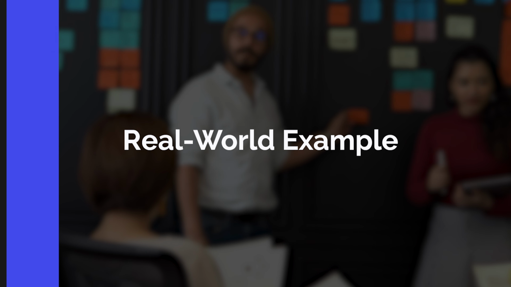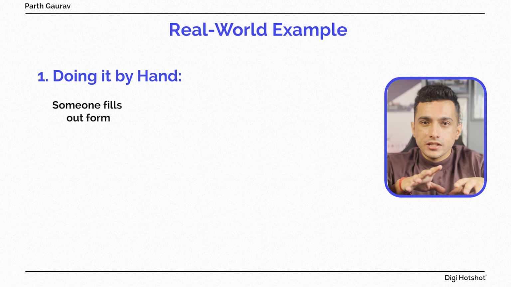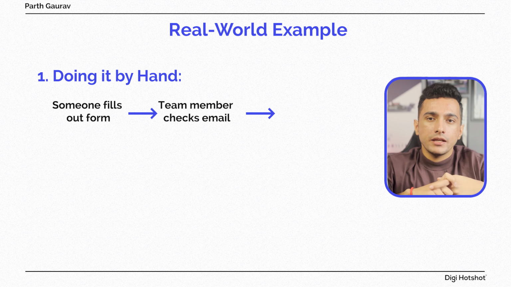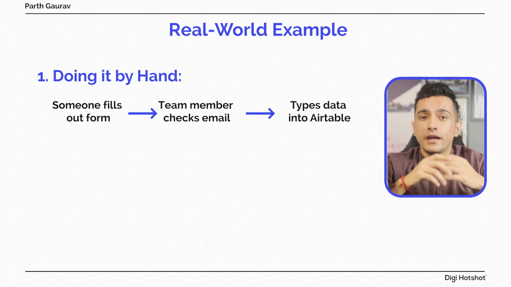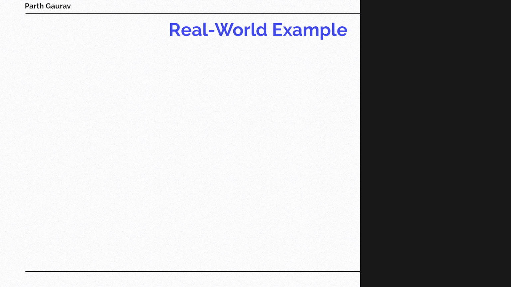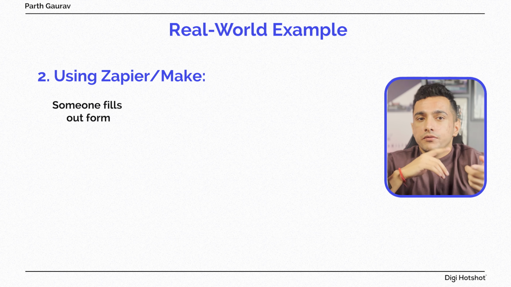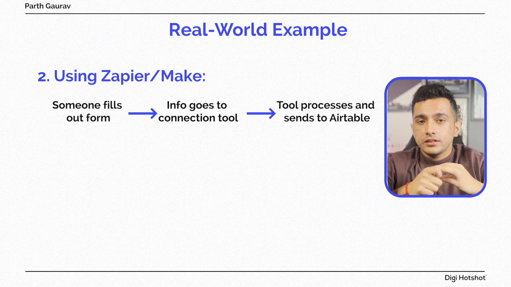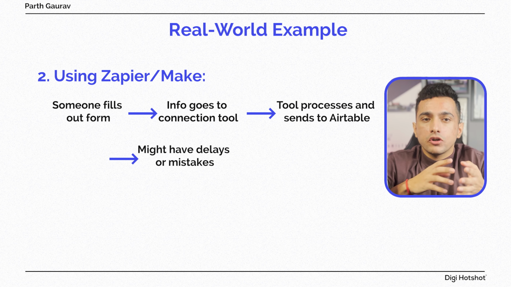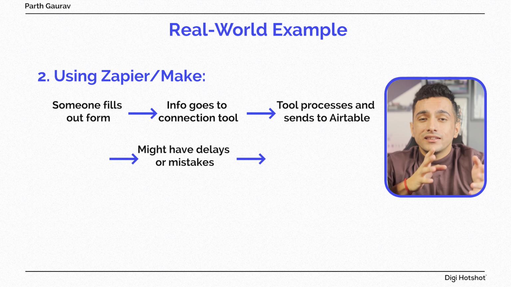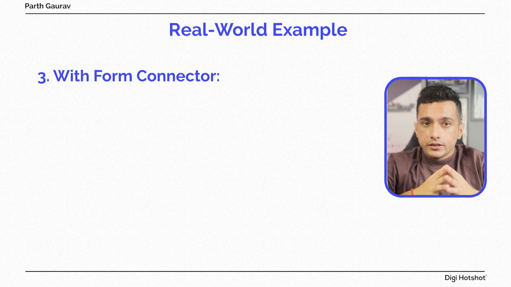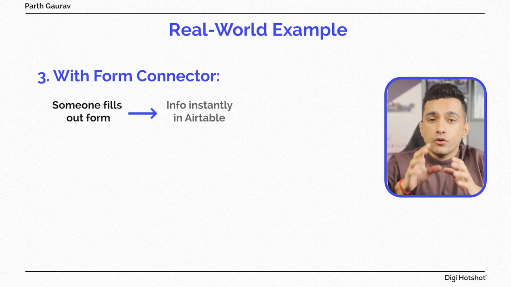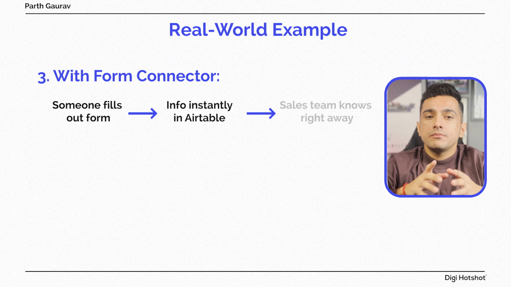Let's compare how it works. First, doing it by hand. Someone fills out the form, a team member checks email, types data into Airtable, and then tells the sales team. Second, if you are using Zapier or Make, someone fills out the form, info goes to the connection tool, which processes it and sends it to the Airtable or your database. And it might have delays or sometimes have mistakes, and then the sales team finds out. With form connector, someone fills out the form, info is instantly in Airtable, and the sales team knows right away.